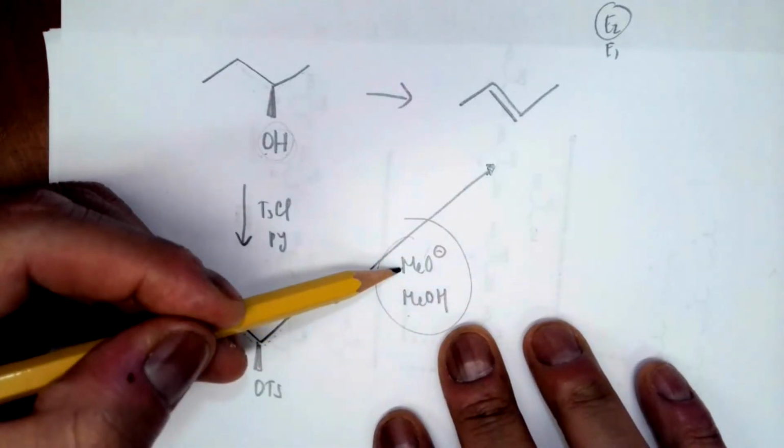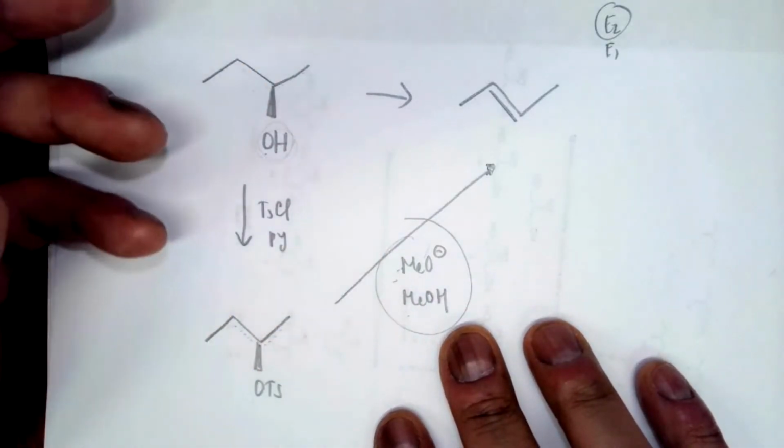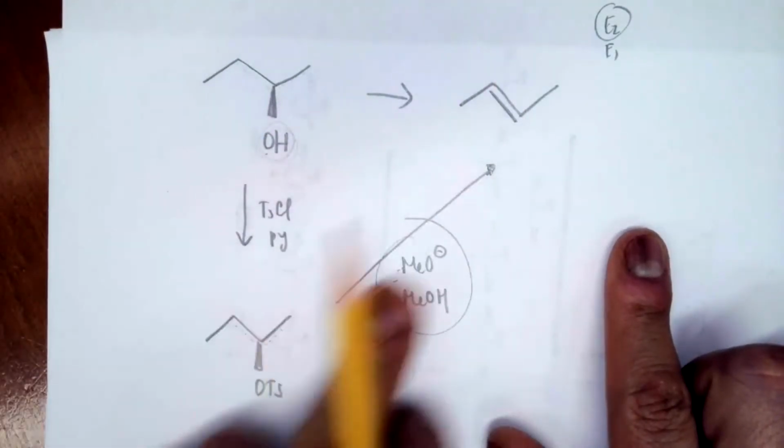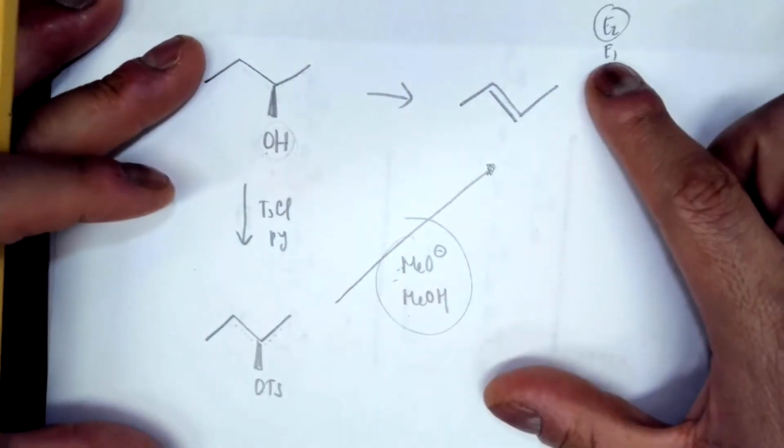Methoxide. Can I use ethoxide? Can I use hydroxide? Yes, any of them. So this one will give you that alkene. This is called synthesis. Okay? I'm introducing you to this one.